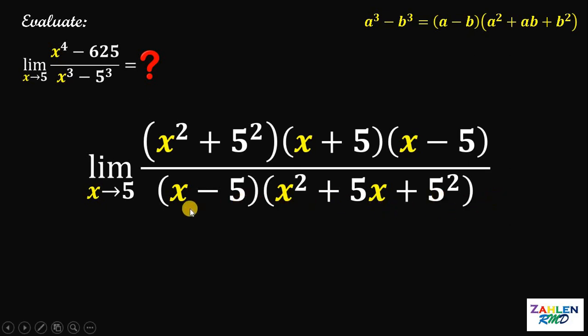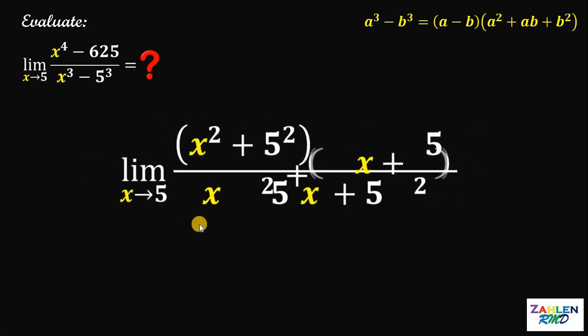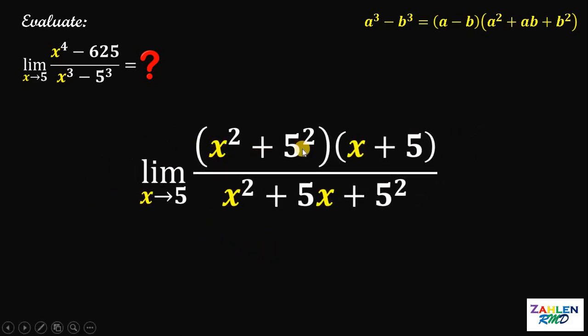Now, at this point, we can cancel out a common factor of x minus 5 on the numerator and on the denominator. This will give us a limit of x squared plus 5 squared multiplied by x plus 5 all over x squared plus 5x plus 5 squared as x approaches 5. Now, at this point, let's evaluate this limit. So, let's substitute all x with 5.